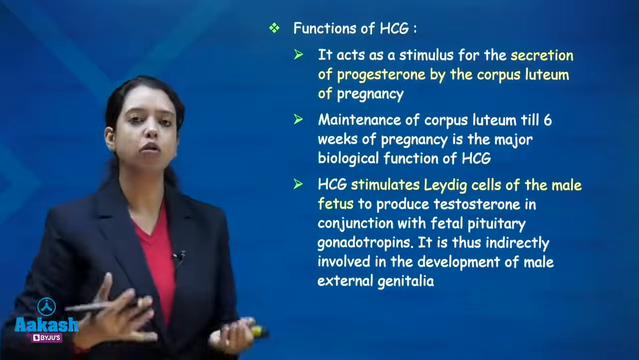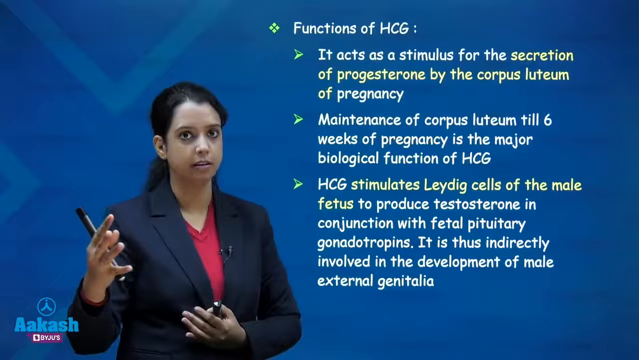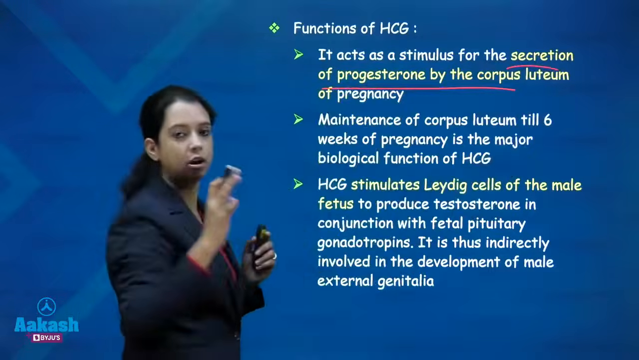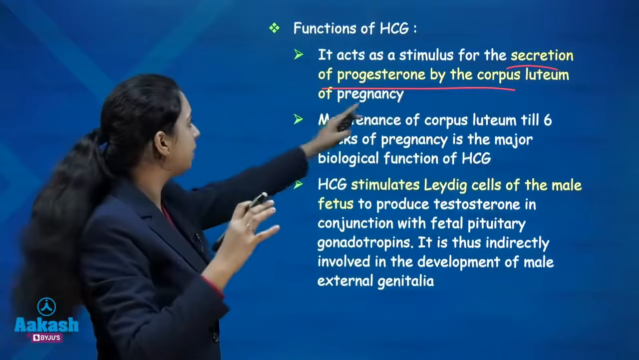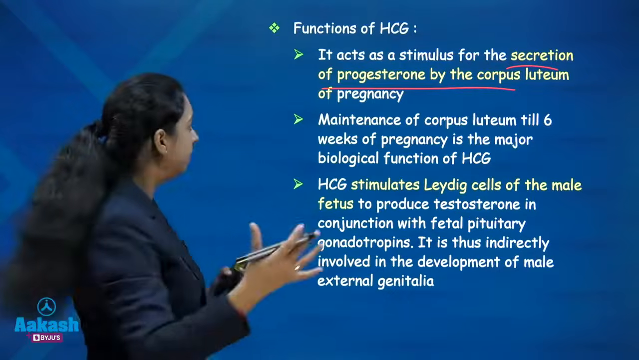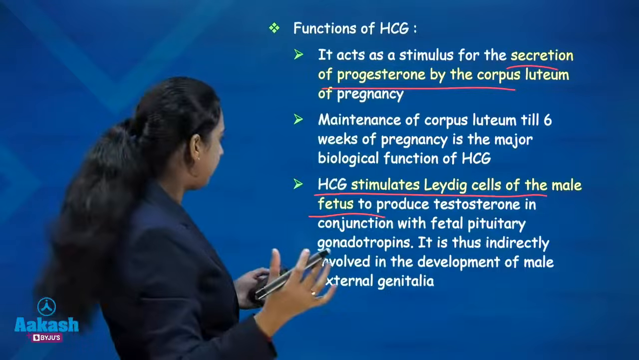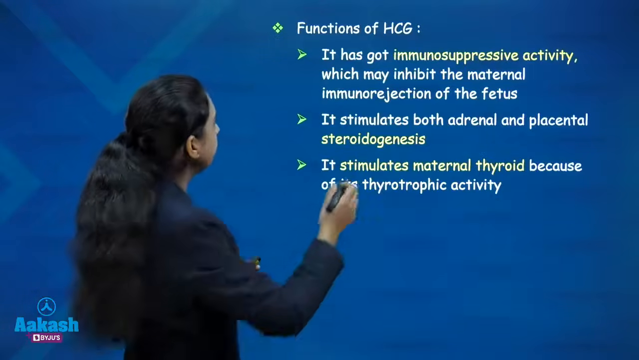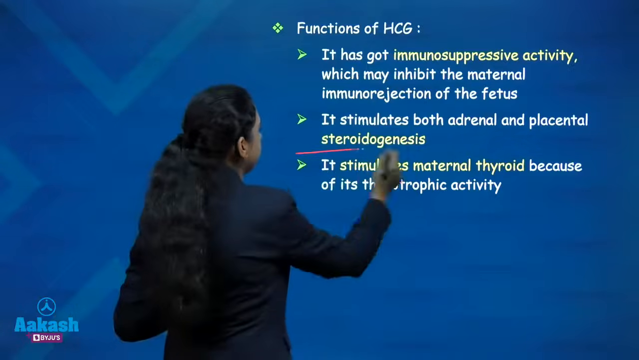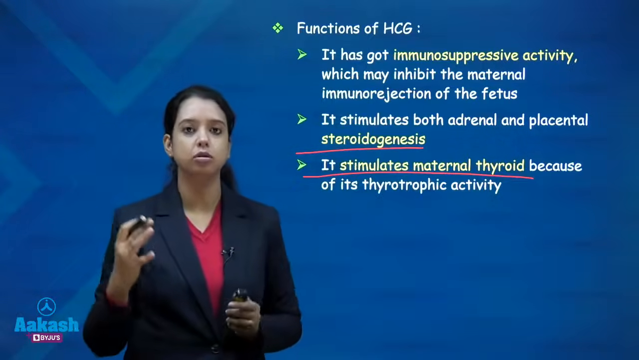HCG is a glycoprotein hormone exclusively secreted by the placenta. The highest amount is at 8 to 10 weeks. So it plays a very major role in protecting the corpus luteum. The corpus luteum is needed for progesterone, so it helps in protecting the corpus luteum for progesterone secretion. Okay, after that the work is taken over by the placenta. Also, it stimulates Leydig cells for male fetus testosterone production, right? And it has immunosuppressive activity to prevent immunorejection of the fetus, is also involved in steroidogenesis, and stimulates maternal thyroid activity also. So all these are important functions of HCG.